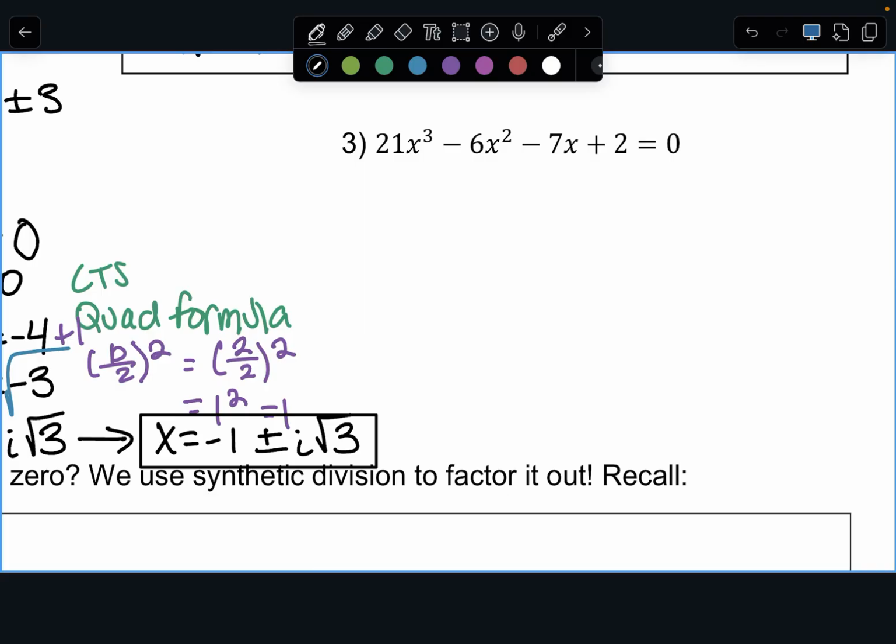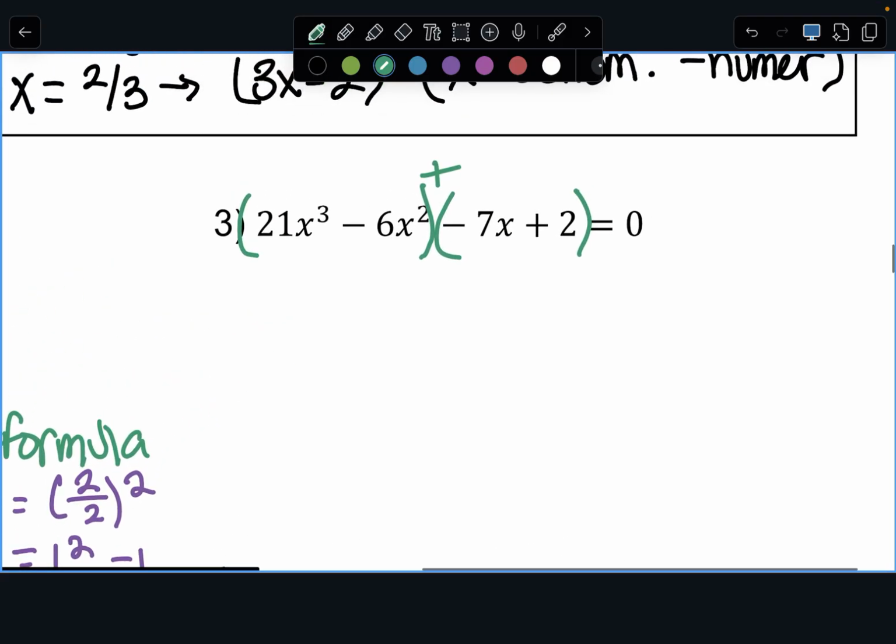Last one for just straight up factoring. This one has 4 terms. What's my method for factoring with 4 terms? Grouping. So group the first 2 and the second 2. Put a plus sign in between. Take a GCF out of your first group. 3x squared. You're left with 7x minus 2.